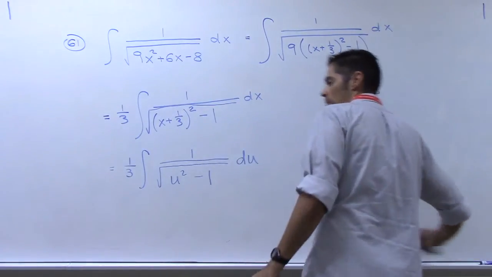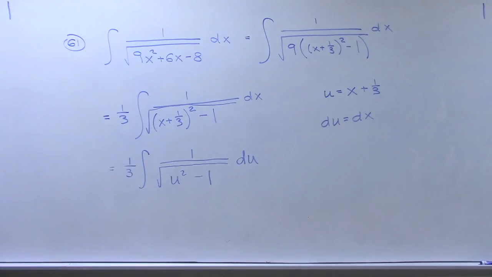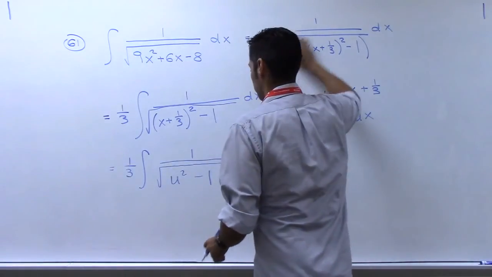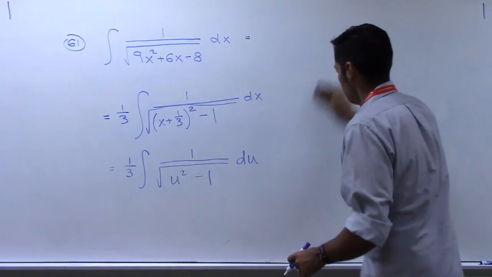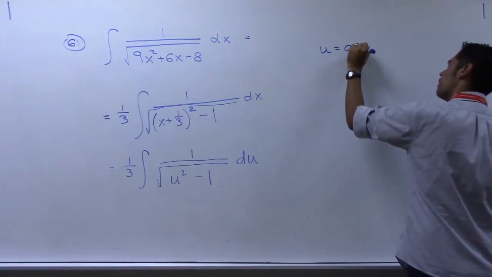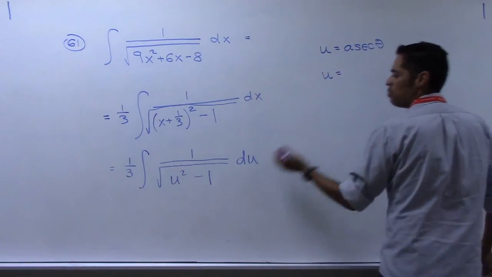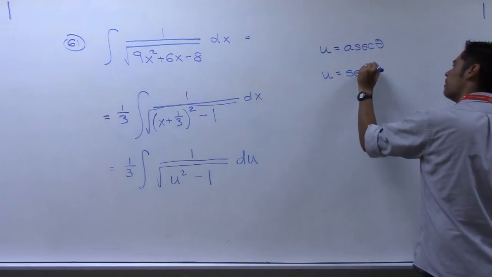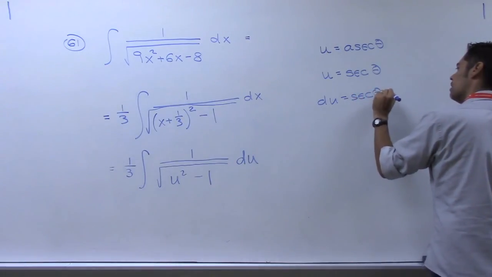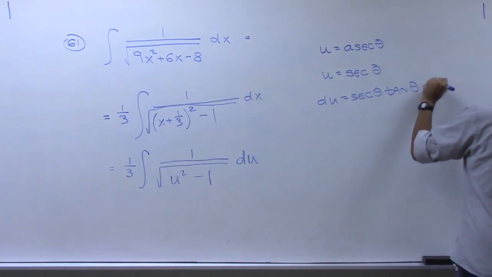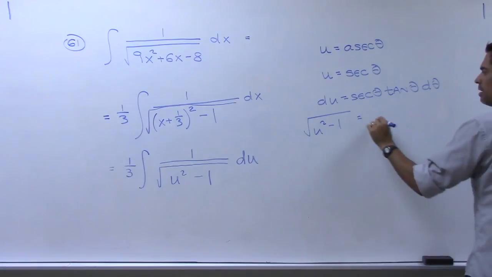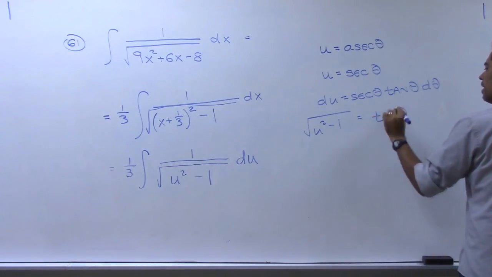So whenever we see u squared minus a squared, or x squared minus a squared, we use that x was a secant theta, but for us, we're going to be using that u is a secant theta. But a is 1, so secant theta. du is secant theta tangent theta d theta. And then that square root part, u squared minus 1, I'll let you work this out yourself. This should just be tangent theta.